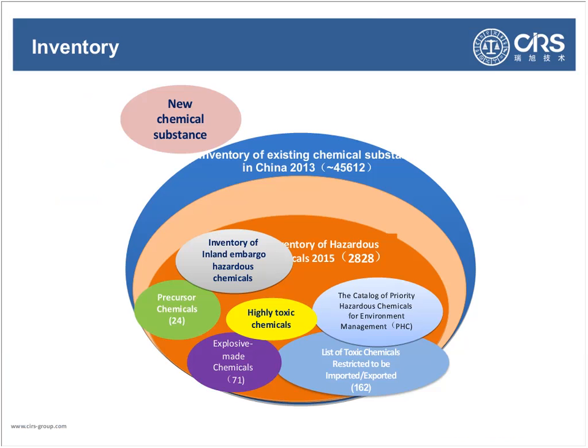The second inventory is called the Inventory of Hazardous Chemicals in China, which has 2,828 items. In this main hazardous chemical inventory, there are also several specific small inventories, for example the precursor chemicals inventory, highly toxic chemicals inventory, and explosive chemicals inventory, which are our main topics today.